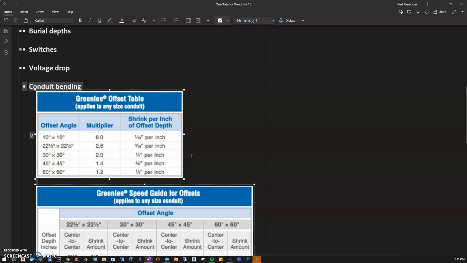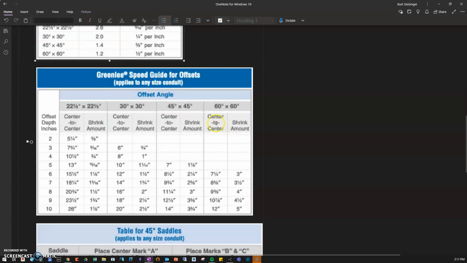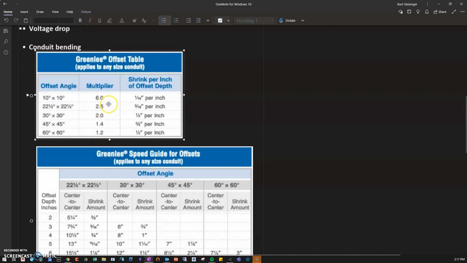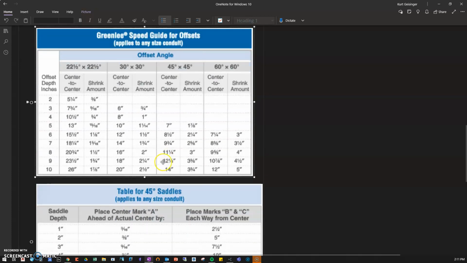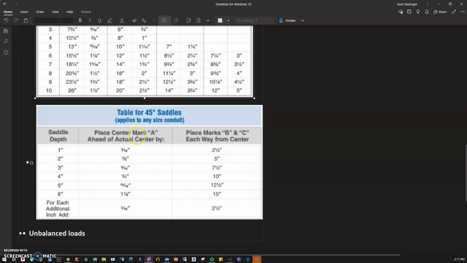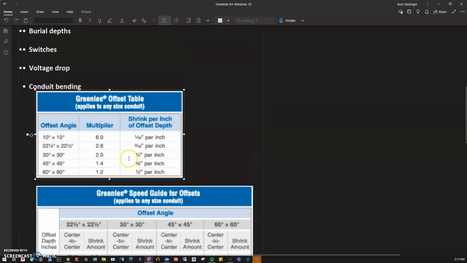So some nice values to keep in mind. I'm telling you, they will come up. This, I think, is kind of an abbreviated version. I think this table is far more helpful than this one, to be honest with you. But then we have this one for your saddles as well, which I don't think actually comes up on the test. Honestly, all your conduit bending stuff, I think you can glean from this table right here. So keep that one close at hand, or keep that in mind.